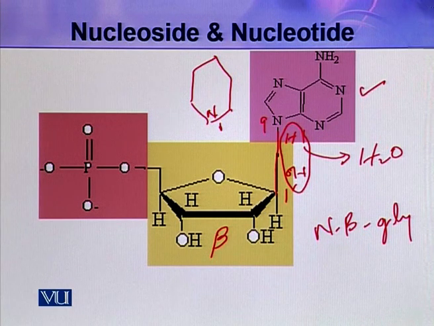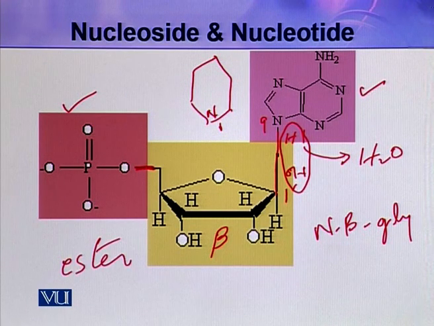Now come to the phosphoric acid. How is this phosphate group attached with this pentose sugar? You can see this linkage. This linkage is called an ester linkage. How is this ester formed? An ester is formed when a phosphoric acid or any other organic acid is attached with a hydroxyl or alcohol.